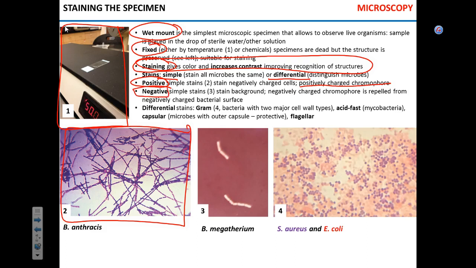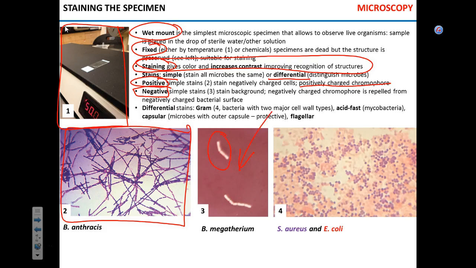Negative stains have a chemical that is negatively charged. Are we clear? Now, a negatively charged molecule and the negatively charged surface of a bacterial cell, how would they interact? Would they attract? Would they repel each other? Repel. Two negative charges would repel. Does that make sense? So it turns out that the stain is in the background.